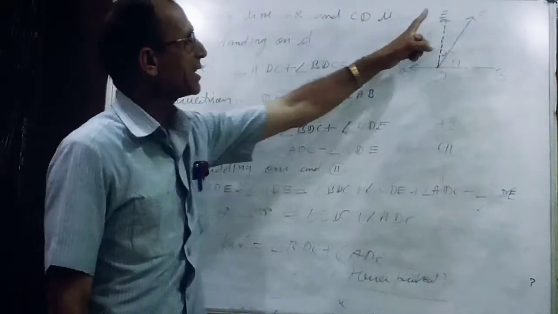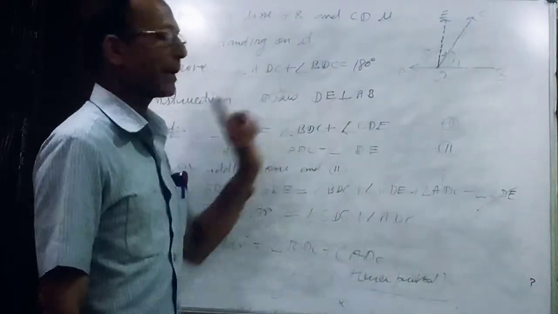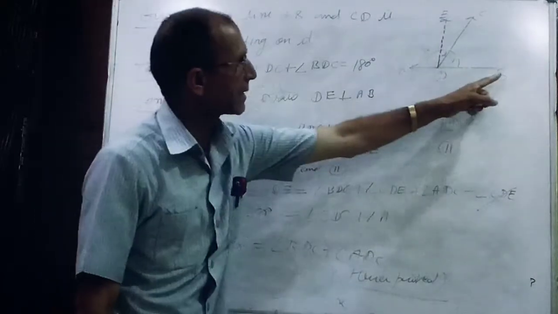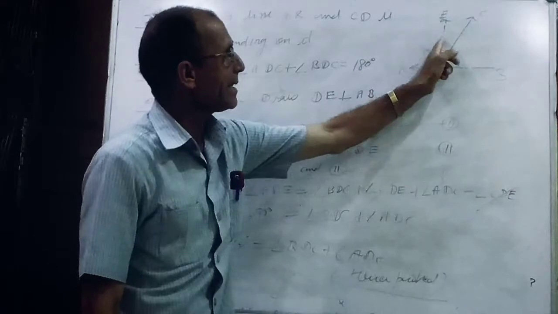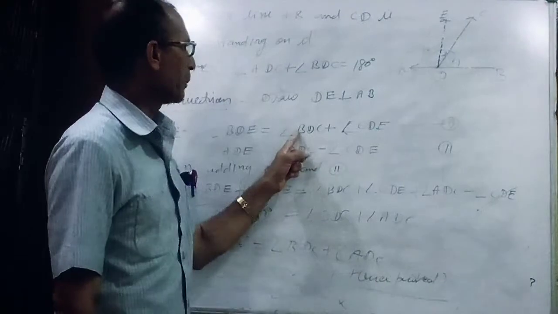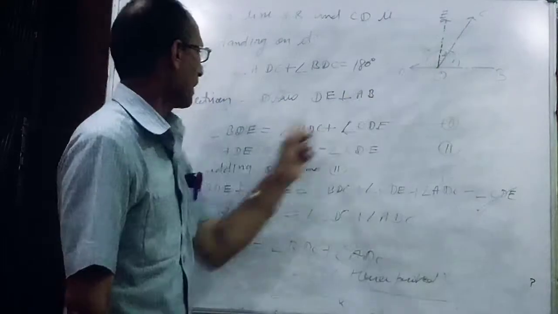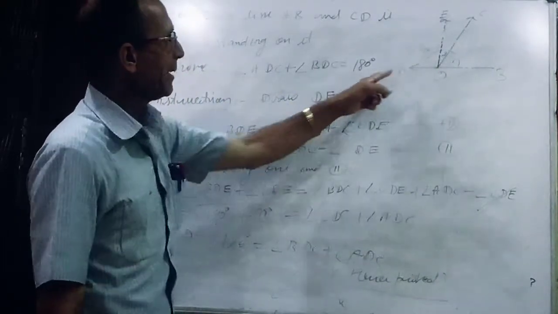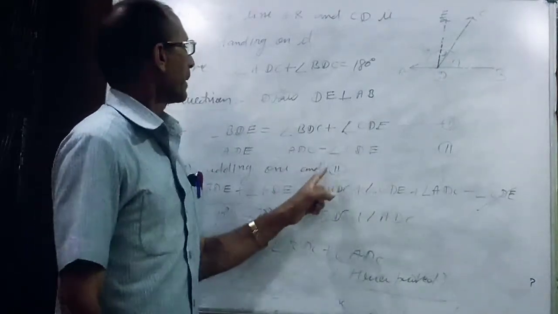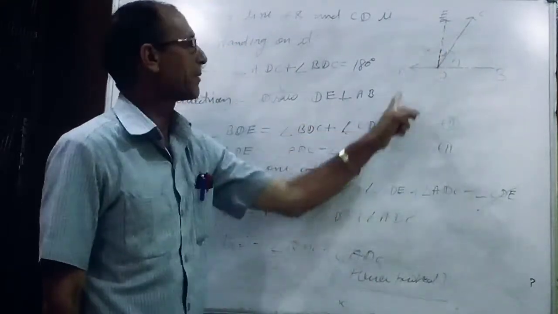Now for this I constructed, draw DE perpendicular to AB. Now DE is perpendicular to AB. So I take first this angle BDE. This angle is formed by these two angles, so angle BDE is equal to angle BDC plus angle CDE. If I add these two angles, they will be equal to angle BDE. Same here also, angle ADE will be equal to angle ADC minus angle CDE. From ADC, if I subtract CDE, it will be equal to ADE.